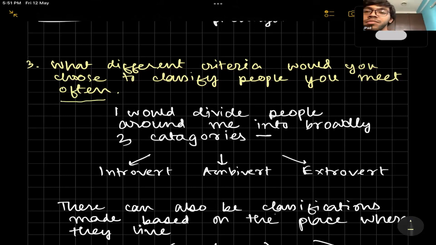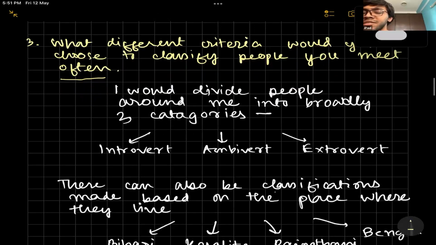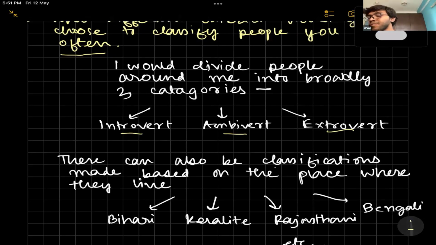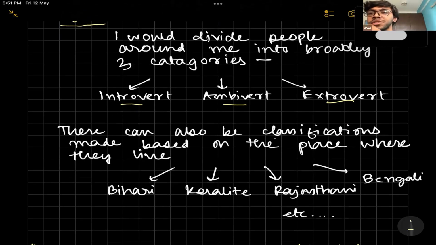For example, if I were to classify the people I meet in my life, I would categorize them into 3 categories: introverts, ambiverts, and extroverts. It is actually a popular classification that is used by many psychiatrists also. Introverts are those who don't generally talk much, who are kind of shy and don't have many friends. Ambiverts are sort of introverted and sort of extroverted, and extroverts are the ones who are really talkative. They can make friends easily. They are very expressive in terms of their behavior. They are not shy at all. So I can classify my friends into these three categories.